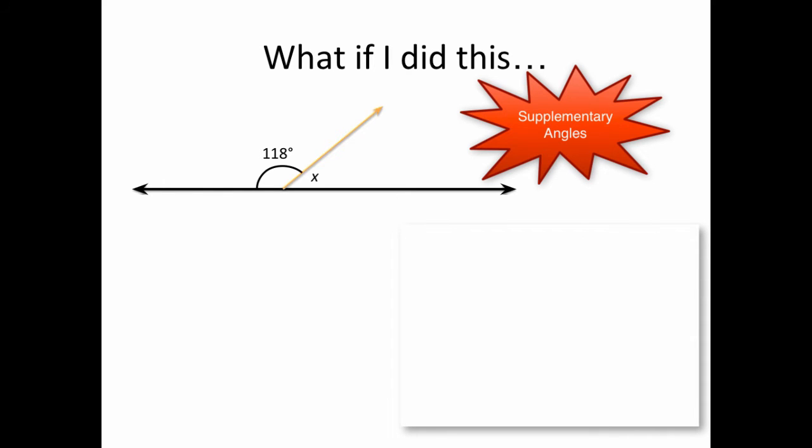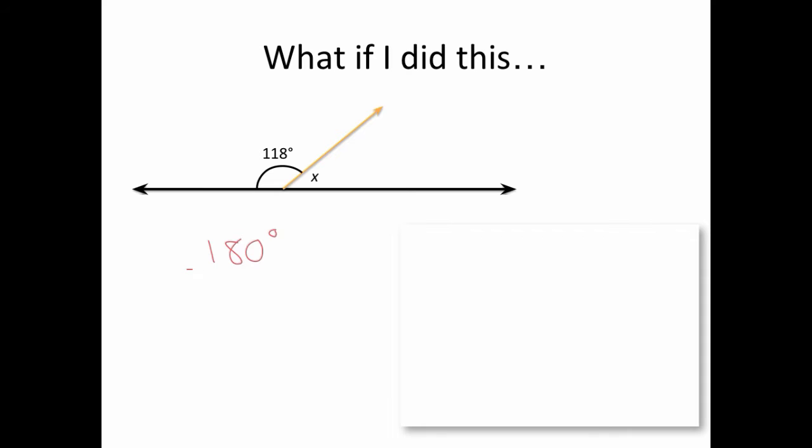So I can go 180 degrees minus 118 degrees, and that will give me the missing degrees for x. So if I subtract these, I'm left with 62 degrees. So recognizing that these two angles right here form this straight angle, that makes them supplementary. So using that knowledge, I'm able, without using a protractor, to find the missing angle measure for x.